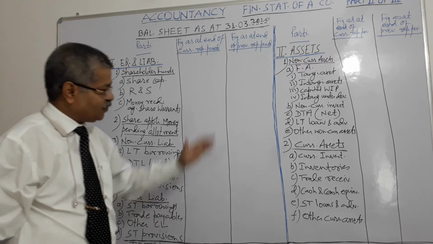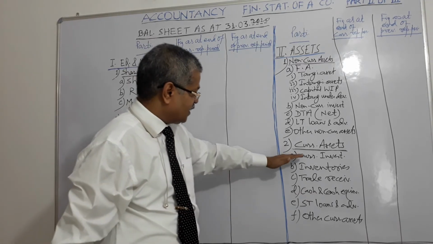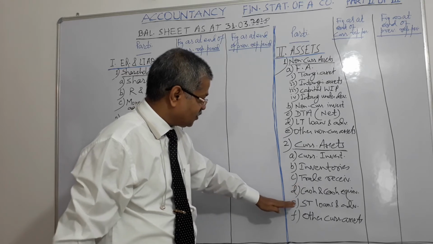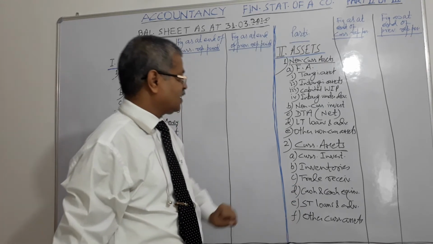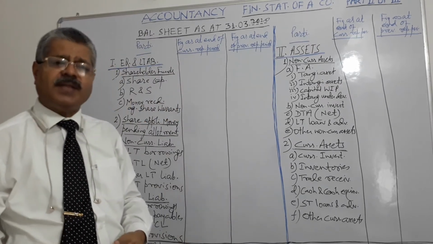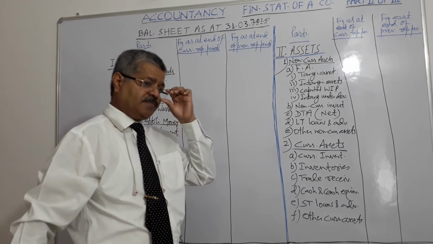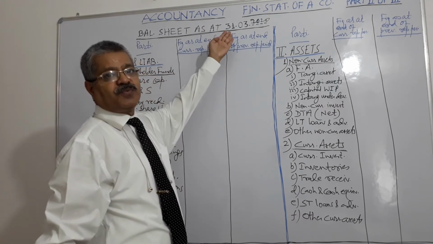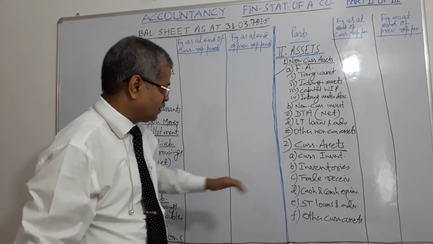Under current assets we have 6 items: current investment, inventories, trade receivables, cash and cash equivalents, short term loans and advances, and other current assets. What is current investment? The company has made some investment which is expected to be realized within the next 12 months from the date of the balance sheet.